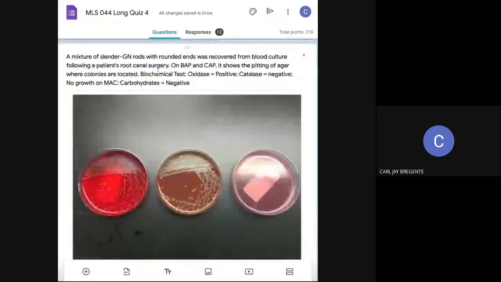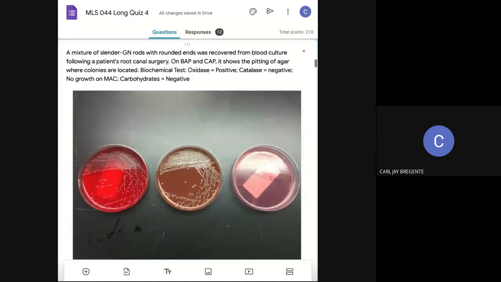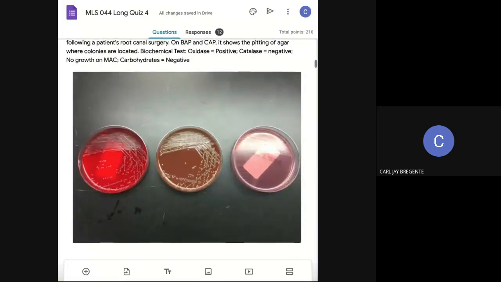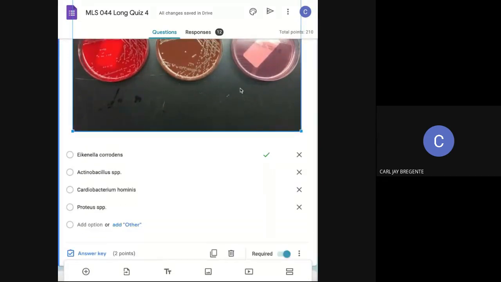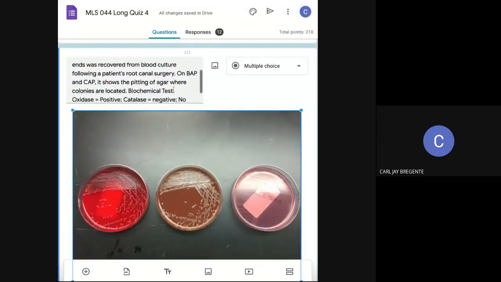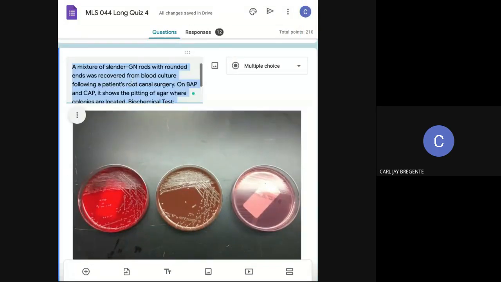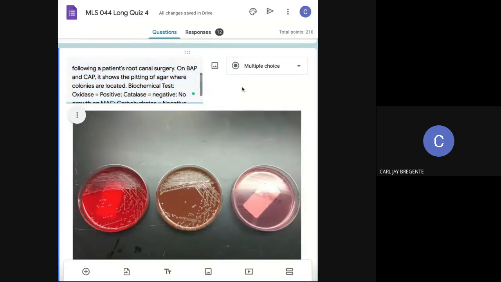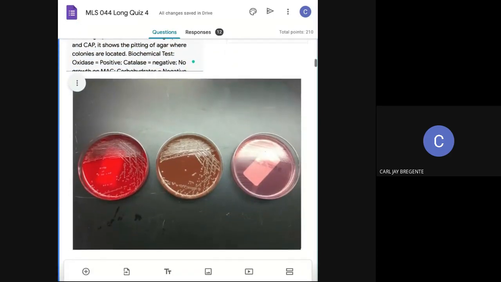This one, a mixture of slender gram-negative rods with rounded ends, which shows pitting of agar, where colonies are located or isolated. Biochemical tests are shown as follows. Oxidase positive, catalase negative, no growth on MAC, and carbohydrates negative. So the answer is Eikenella corrodens. The clue here, class, is pitting of the agar. So Eikenella corrodens, they pit the agar.